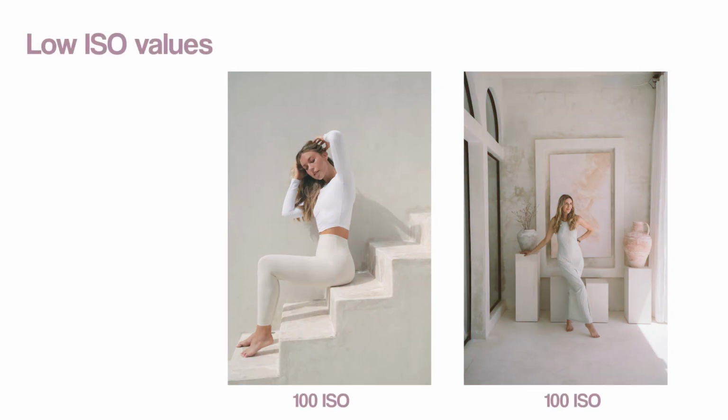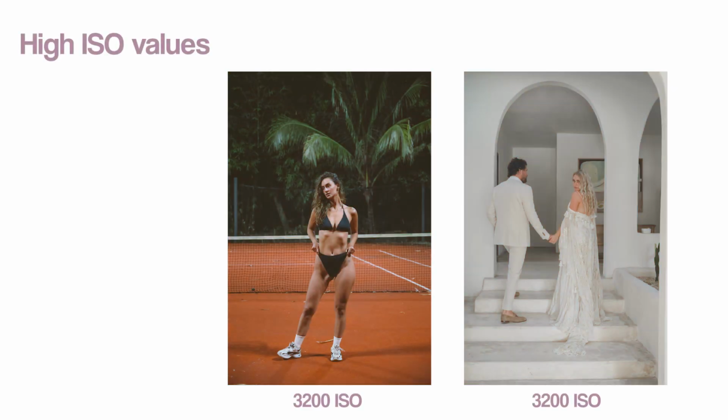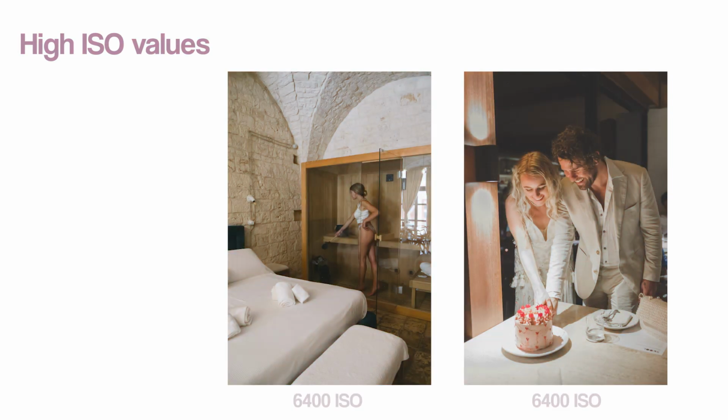Lower ISO values, like 100 ISO, indicate a low sensitivity to light, which works best for bright conditions with lots of available light, while higher ISO values, for example 800 or 1600 ISO, indicate increased sensitivity to light, allowing the camera to capture images in low light situations.